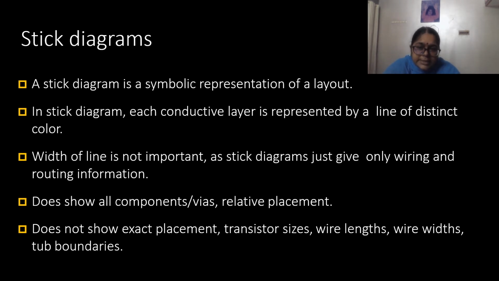So we now come to know that a stick diagram is a symbolic representation of the layout, where each conductive layer is represented by a line of distinct color. The width of the line is not important, as the stick diagram gives only the wiring and routing information. It shows all the components, wires, contacts, relative placement, etc. But it does not show the exact placement, transistor size, wire lengths, wire widths, or tub boundaries. Basically, the stick diagram is a rough diagram of the mask layout.